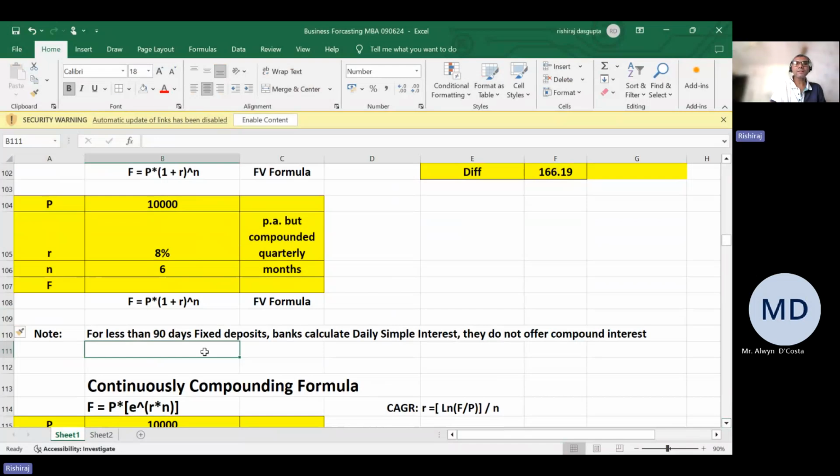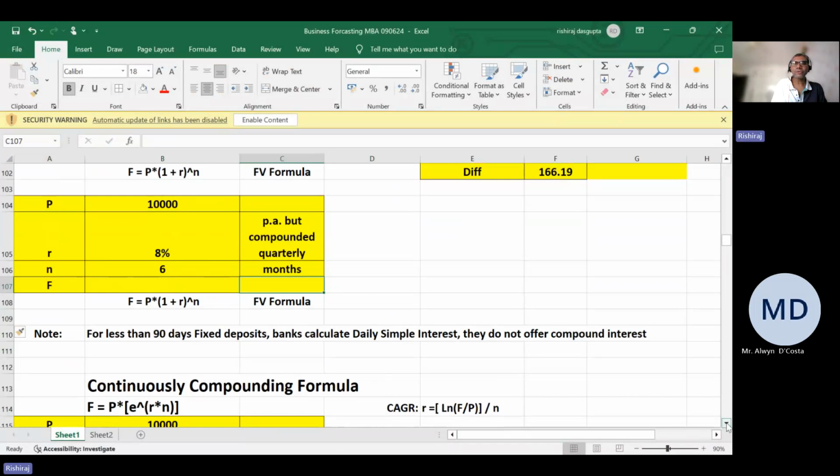So daily simple interest, they do not offer compound interest. They offer daily simple interest for anything less than 90 days. For 90 days, it's just one quarter, so to the power 1. And for 180 days, that is to the power 2. And the rate will be per quarter. So this is homework. When you practice, use this method. Use both the methods to calculate the maturity amount of 10,000, 8% per annum for 6 months, compounded quarterly.